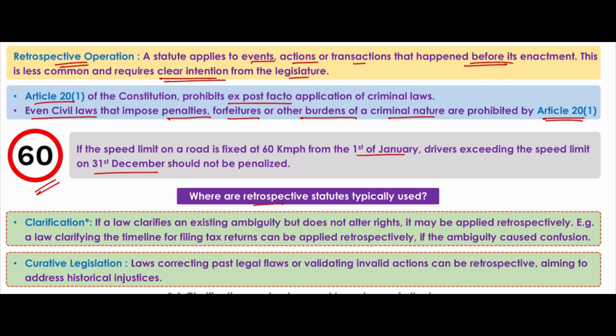Typically, retrospective statutes tend to be amending statutes. They clarify an ambiguity in an existing law, so they can be applied retrospectively. But remember, the amendment should be clarifying only and should not amount to significantly changing the law. Sometimes retrospective statutes may be curative in nature, that is, they correct or cure any past legal mistake, legal flaws, or historical injustice. In both these cases, if the statute is creating a right or creating a benefit to the affected people, then this retrospective effect will be welcomed.